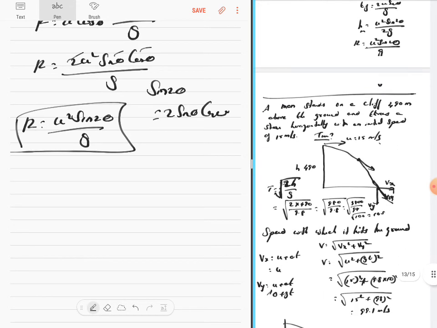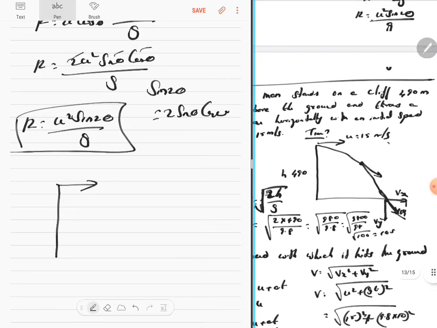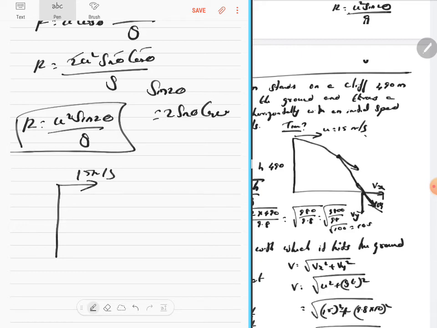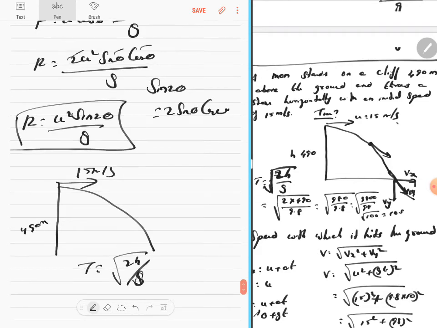The question goes like this: a man stands on a cliff 490 meters above the ground, and he's going to throw a stone. If you don't understand my handwriting, you can always assume it as a ball. Giving it a horizontal velocity of 15 meter per second, it's going to follow this trajectory. The time of fall formula is root of 2h by g. The height itself is 490 meters. So quickly substitute that and find the answer for the time of flight.